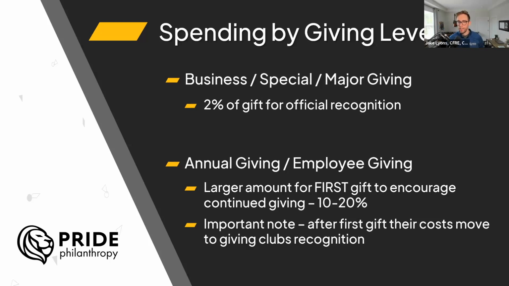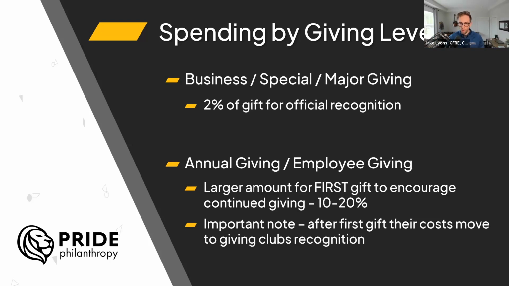So we're looking at our kind of average rolling revenue for those specific categories. And instead of saying, oh, we're going to have all of our recognition at 2%, we say, what's 2% of our business giving? Can we take 2% of that bucket and apply it towards that? What's 2% of our $10,000 to $50,000 range? Let's take 2% of that bucket.